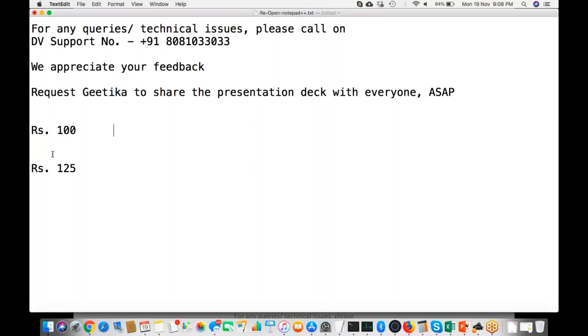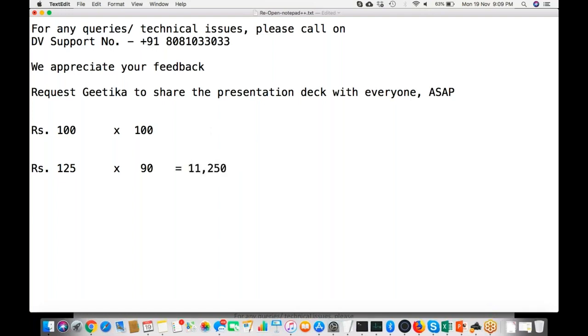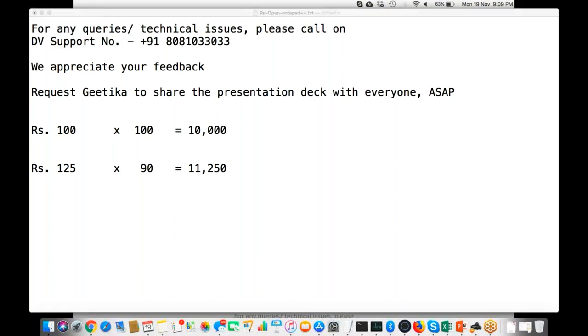So let's say you sold 100 with this price in a week, let's say, and with this you sold 90. Now you tell me, is it possible for you to decide if you want to increase the price with this method? Can you do this? What will you do? Will you increase the price?